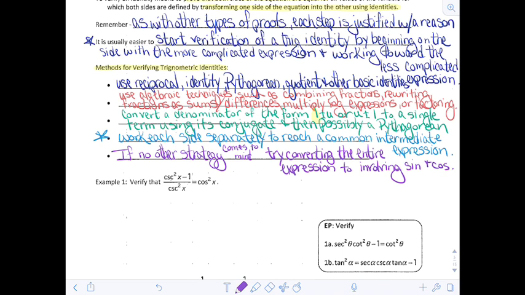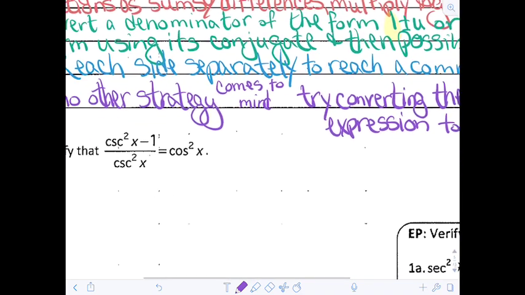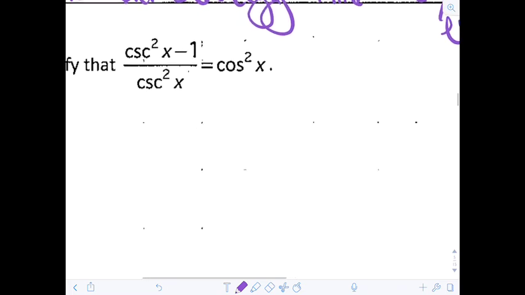So let's get started. All right, example 1 says to verify that cosecant squared of x minus 1 over the cosecant squared of x equals cosine squared of x. So I'm going to say that definitely the left side looks more complicated. So I'm going to work on the left, and my goal, my end game, is to have cosine squared of x on the left. So I want to use some trig identities.